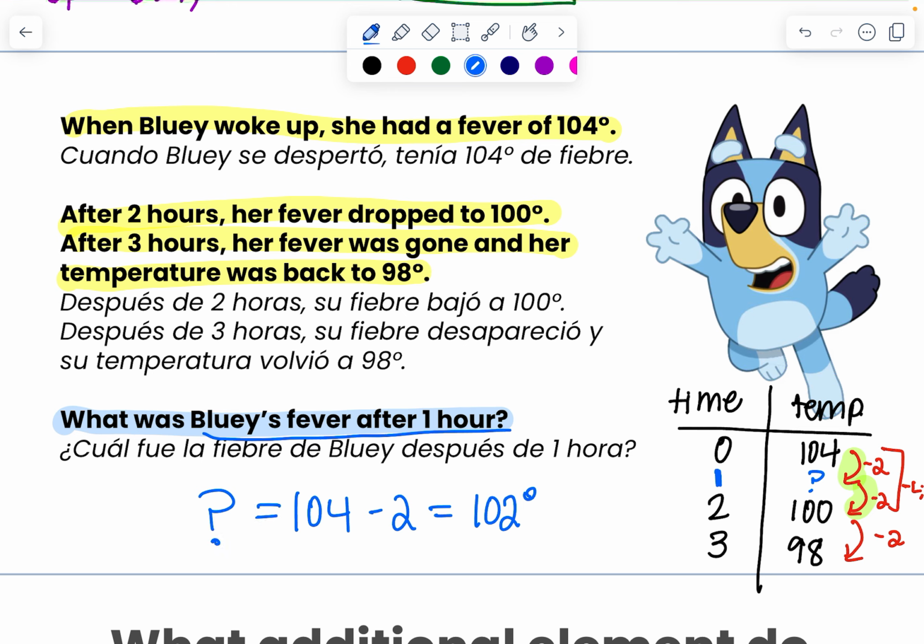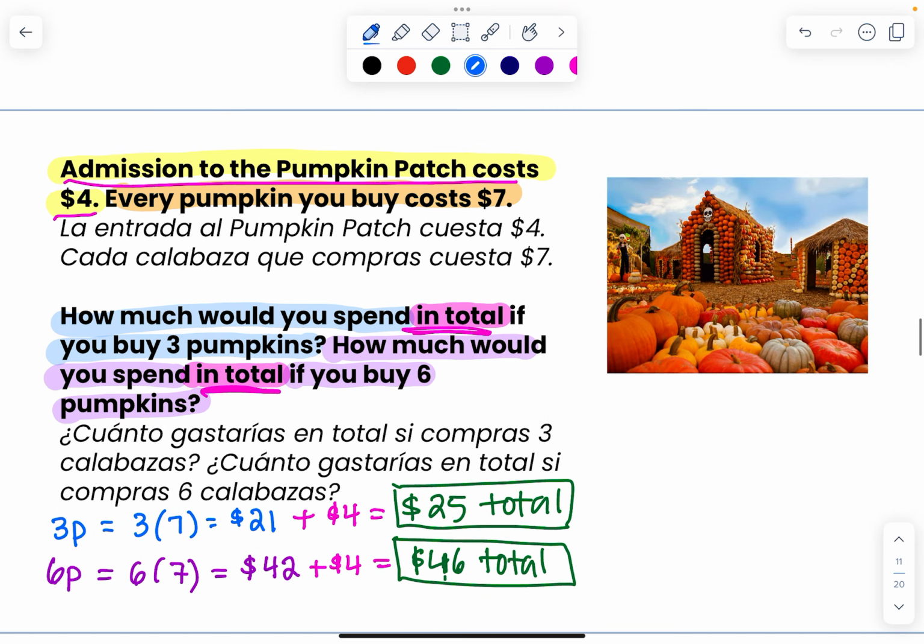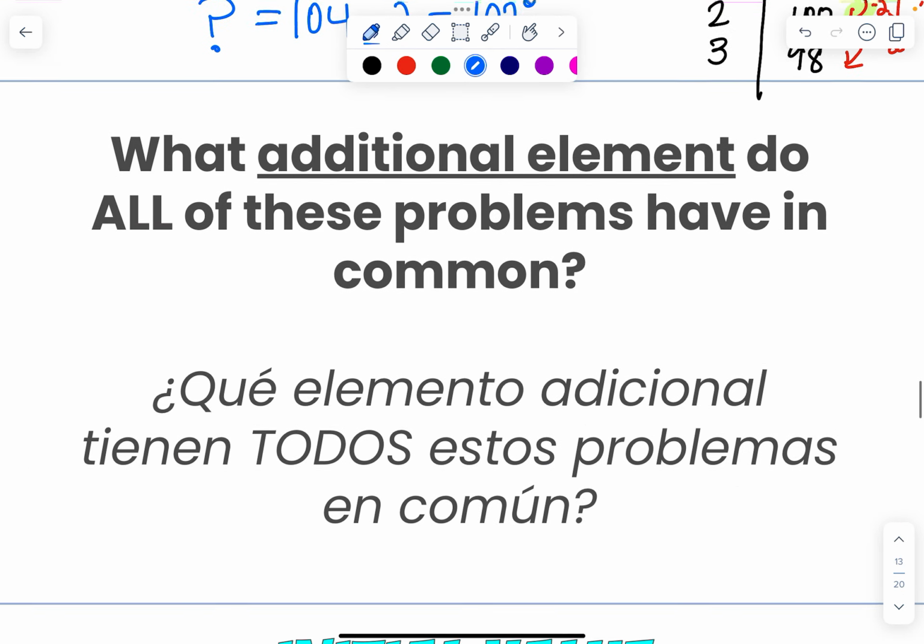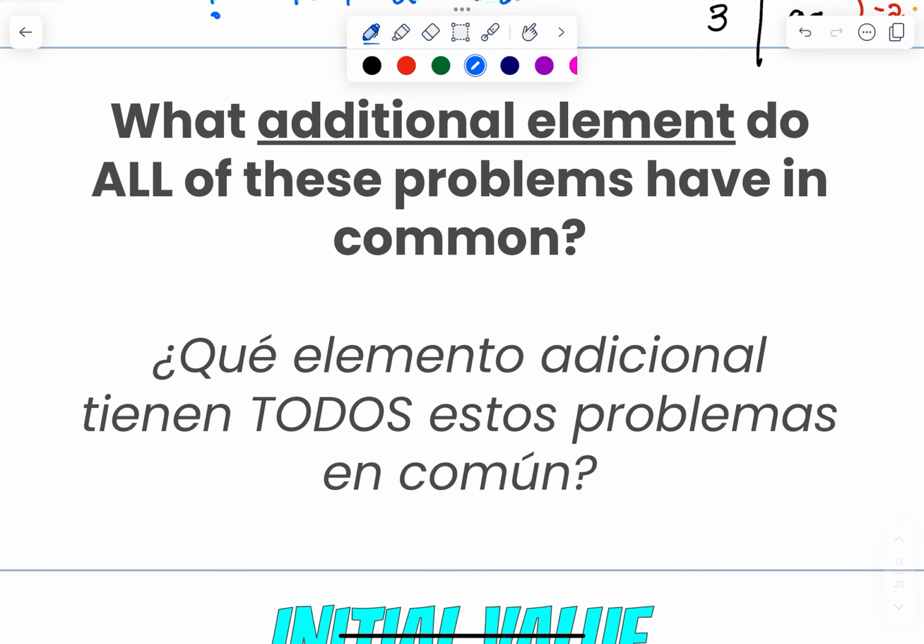So tables are really, really useful. We could have definitely plotted this on a graph if you're a more visual learner, but a table is super quick, super easy, and helps our brains identify the patterns like we were talking about earlier. But this example with Bluey and this example with the pumpkin patch are different than the target problem, the change in the weather, temperature problem. They have one additional element.